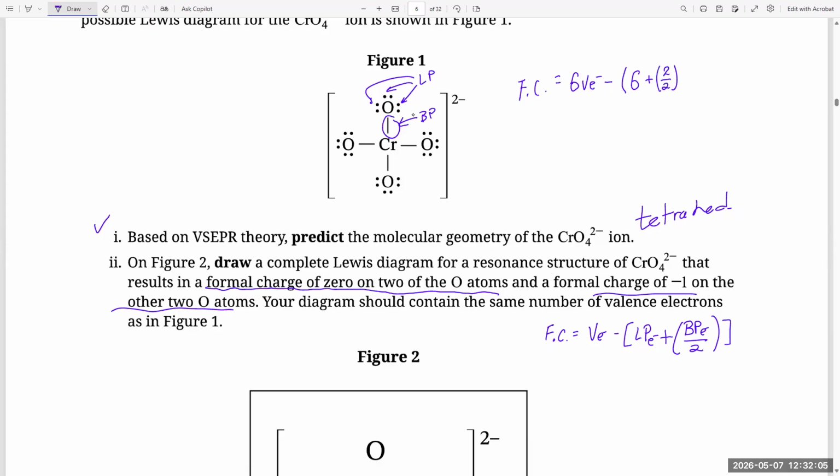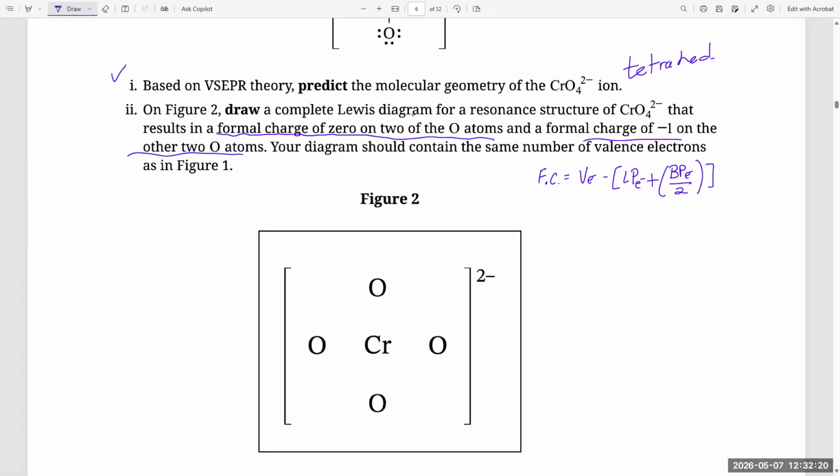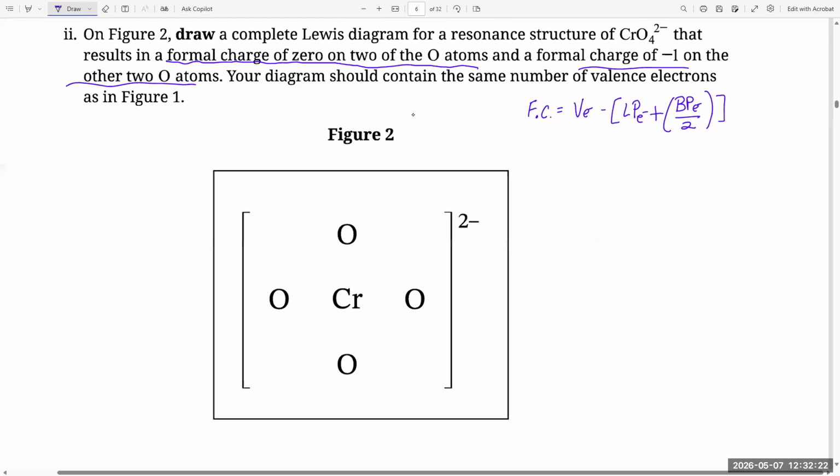So it's divided by 2. So that gives us 6 minus 6 plus 1, which is 7, which gives you a total formal charge of -1 on all of the oxygens in this diagram. So that's kind of not cool, right? So let's go over here. All right, so let's try to figure this one out, right?